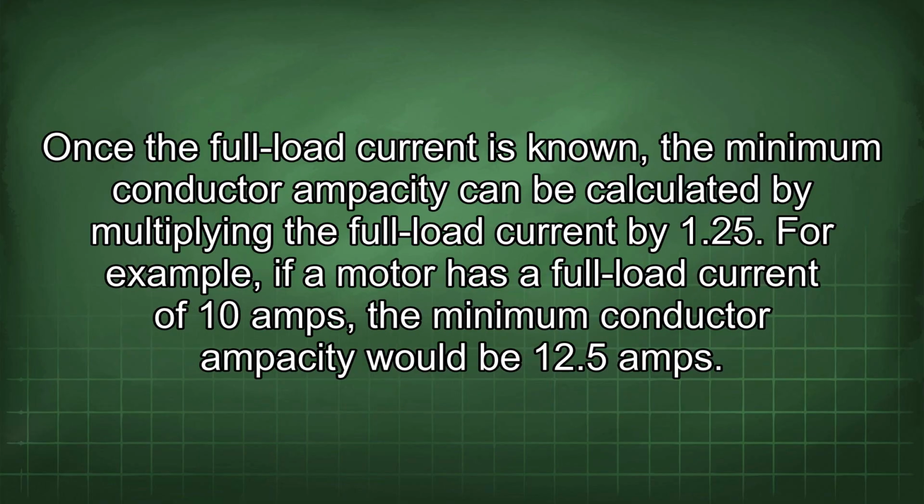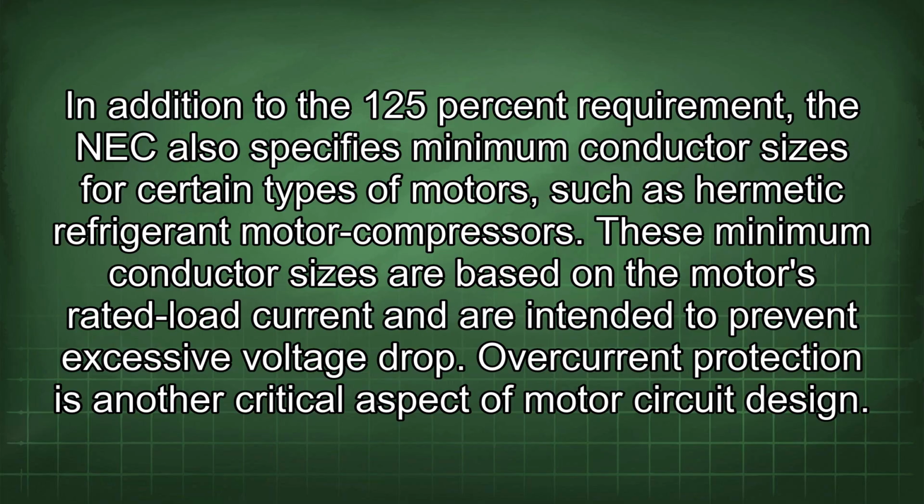Once the full load current is known, the minimum conductor ampacity can be calculated by multiplying the full load current by 1.25. For example, if a motor has a full load current of 10 amps, the minimum conductor ampacity would be 12.5 amps. In addition to the 125% requirement, the NEC also specifies minimum conductor sizes for certain types of motors, such as hermetic refrigerant motor compressors. These minimum conductor sizes are based on the motor's rated load current and are intended to prevent excessive voltage drop.